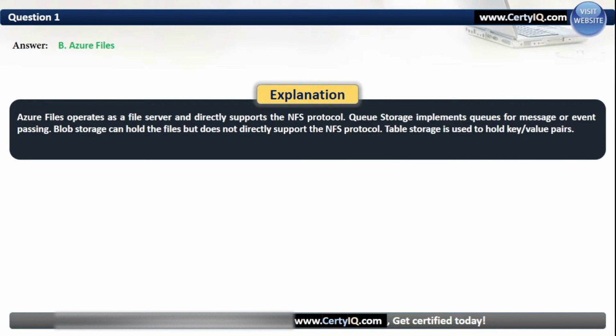Azure Files operates as a file server and directly supports the NFS protocol. Queue Storage implements queues for messages or event passing. Blob Storage can hold the files but does not directly support the NFS protocol. Table Storage is used to hold key/value pairs.